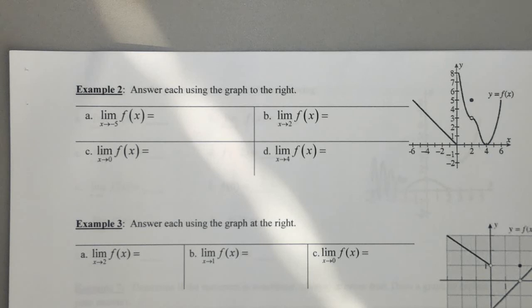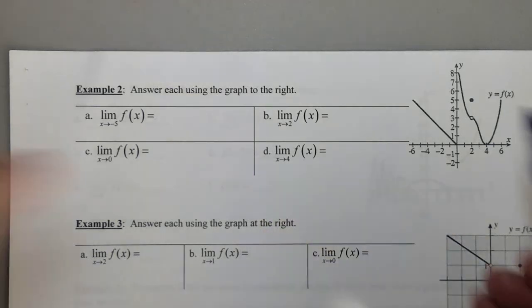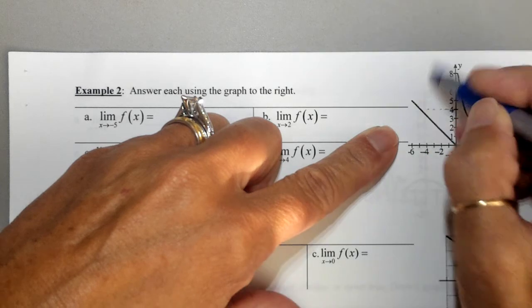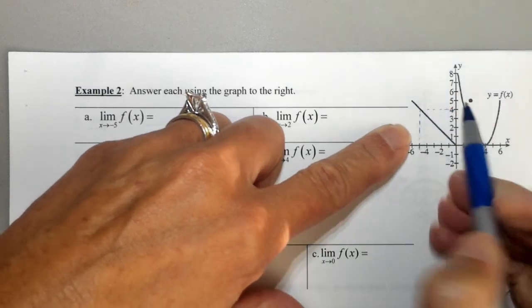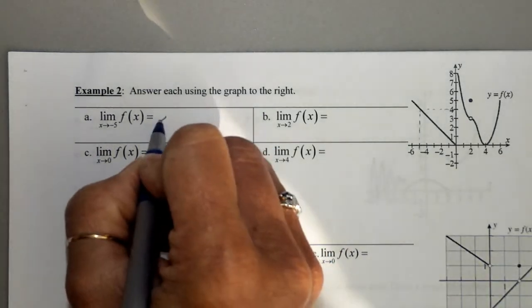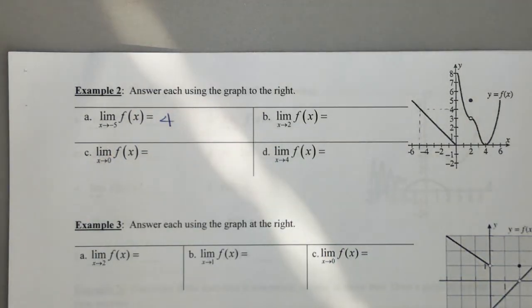It's the same idea, though. Thank you. So what is that value? Can anyone tell me? It is 4 because we're looking here. This is not really that ambiguous as the other one on the previous page. So when we're approaching from either side, we get 4. So the answer here is 4. Okay.